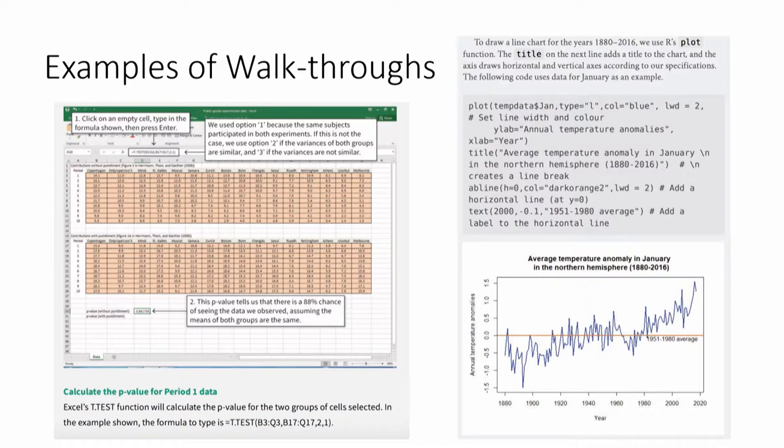We have annotated screenshots. So this is what the user will probably see. And then we have arrows that say, oh, click here, type this in, press enter. And then general instructions here. And then for R, we have similar things. We just annotated code lines. So here is how you can draw a graph that looks similar to the thing that's in the ebook. And then we also have some explanation of what the code is like.